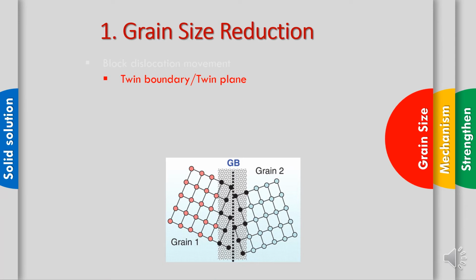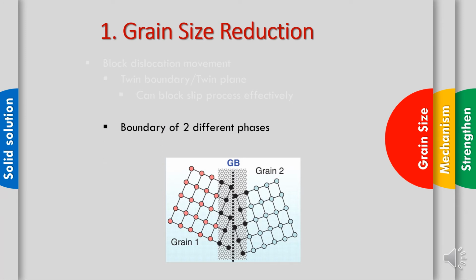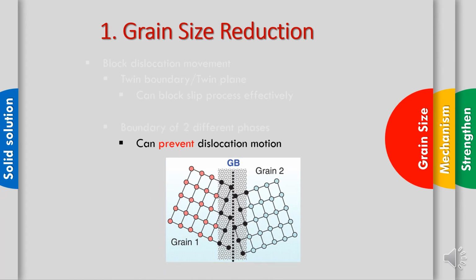In order to block dislocation motion, a twin boundary or twin plane is very good. It can block the slip process efficiently. By looking at this diagram, this is what we call a twin boundary, whereby we have a symmetry of grain 1 and grain 2. So it can prevent dislocation motion.